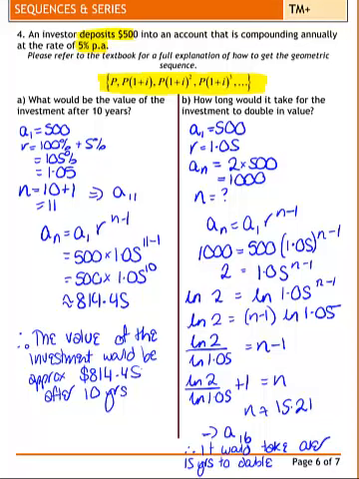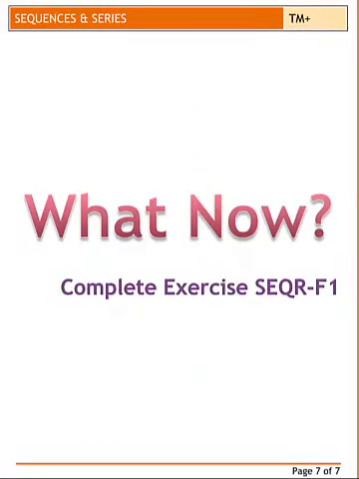Remembering that the 16th term is happening after 15 years, just like our previous examples, because that first term needs to be included. What now? Well, you need to practice. Think about these questions. Do you need to include the first term? Is the n going to be higher than what you first expected? So it's Seqr F1 from the textbook.